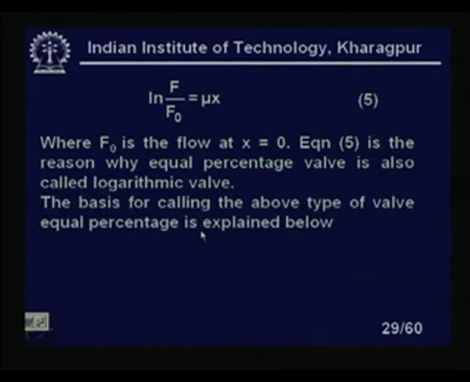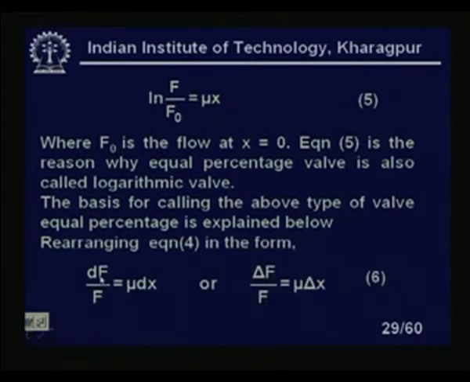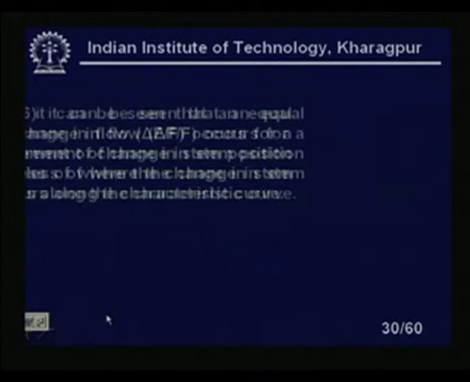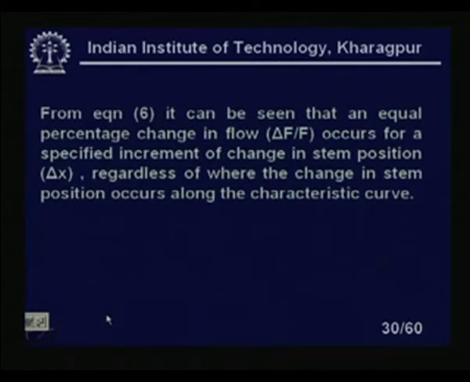The basis for calling the above type of valve equal percentage is explained below. Rearranging equation 4, you get dF by F equal to mu into dx, or delta F by F equal to mu into delta x, equation number 6. From equation 6, it can be seen that an equal percentage change in flow, delta F by F, occurs for a specified increment of change in stem position delta x, regardless of where the change in stem position occurs along the characteristics curve. It does not matter.